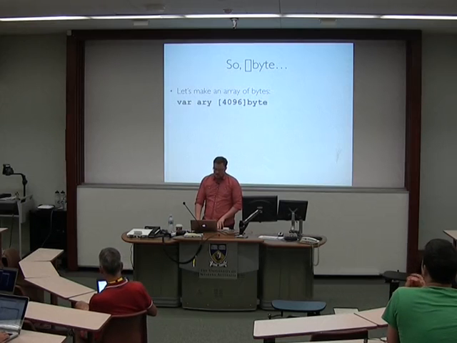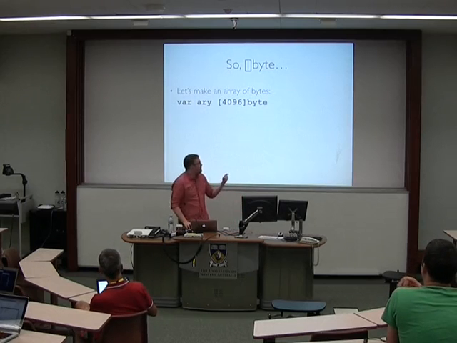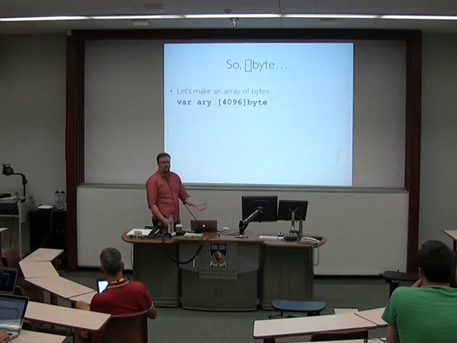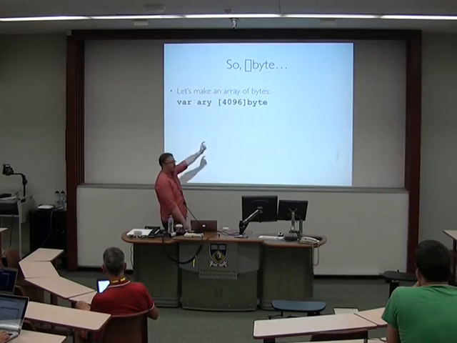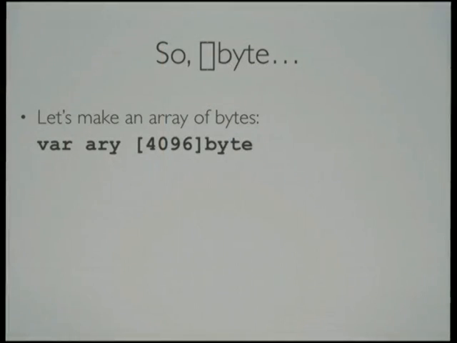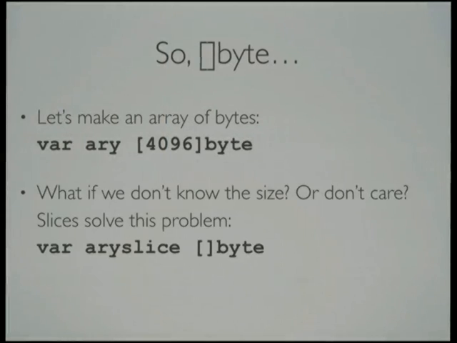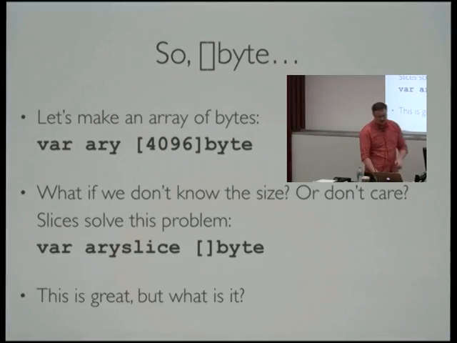So what is a bracket byte? So this is an array. It looks exactly like you might expect from most other languages, except the brackets are on the front, not the back. So this is an array of length 4,096 bytes. But if we don't know the size or don't care, we can have slices. But what does that actually say?